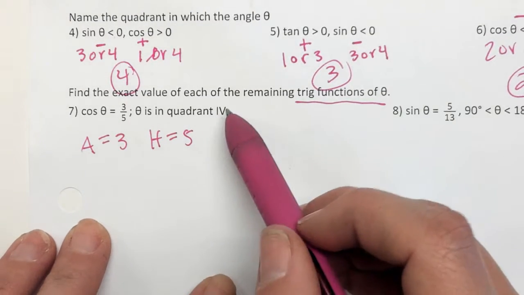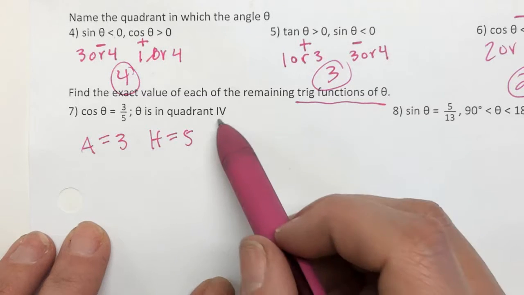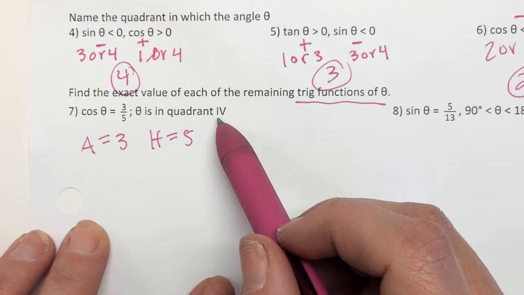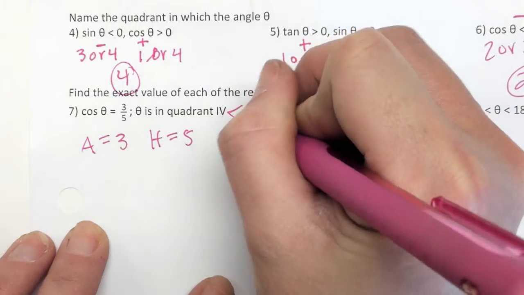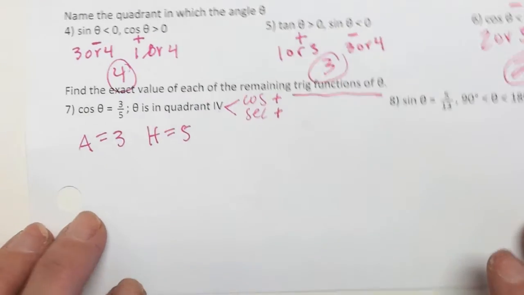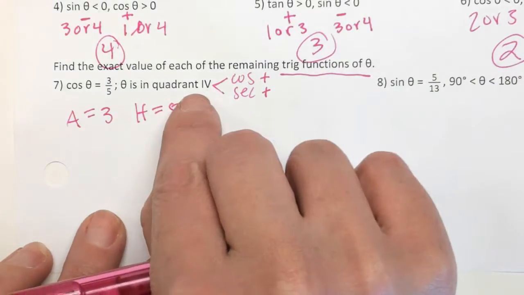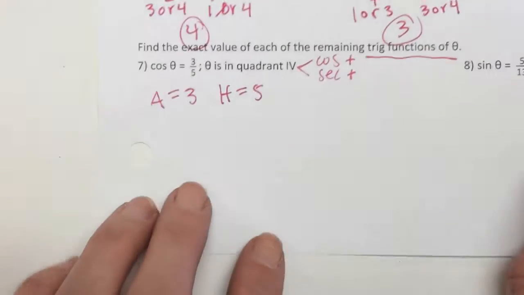Alright, and think about it. If it's in quadrant 4, what are the only 2 trig functions that are going to be positive? Quadrant 4. Look at your paper. It's going to be what? Cosine and secant are the only ones that are going to be what? Positive. The rest of your trig functions will be negative. In quadrant 4, only cosine and secant are positive.